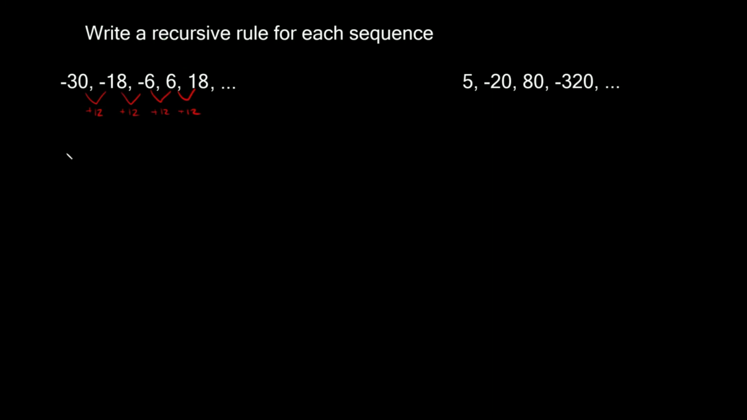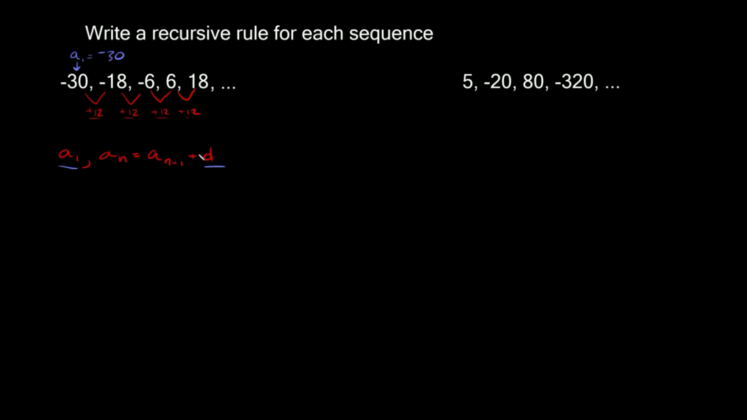So the rule, remember, we always include the first term, so we're going to say a sub 1, comma, and then the recursive formula for when you're adding is a sub n is equal to a sub n minus 1 plus d. Now the only two things we have to fill out to complete our rule are a sub 1 and d. a sub 1 would just be the very first term, so a sub 1 in this case is equal to negative 30.